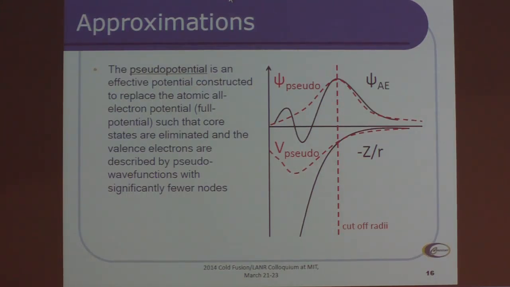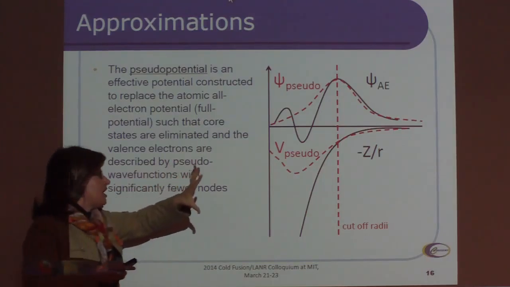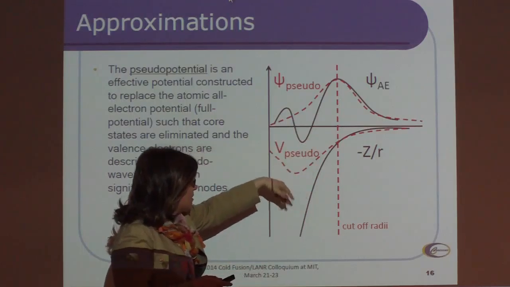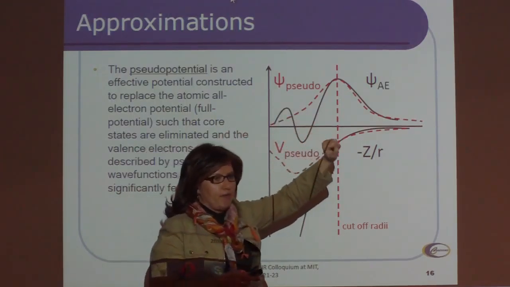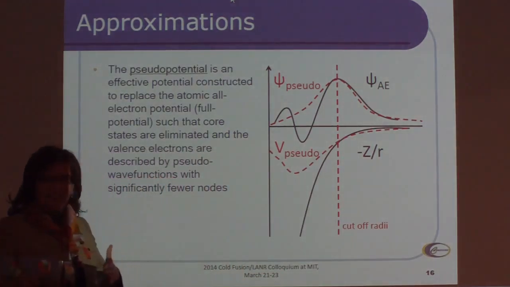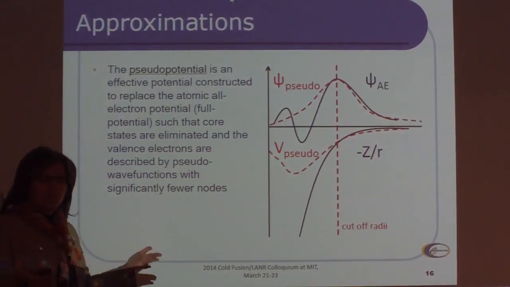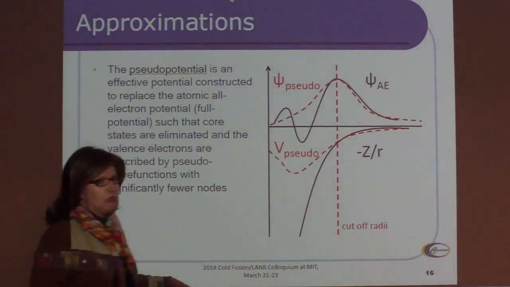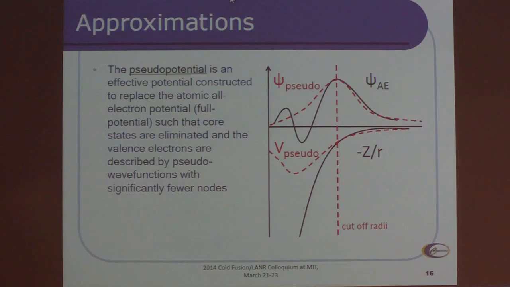So we can sort of substitute our wave function, which oscillates very close to the core, and our potential with some pseudo wave function and pseudopotential, that's this red line, which will act exactly like the real one outside of the cutoff radius. So is it a valid approximation? You know what, believe it or not, it is. For the chemists, absolutely.